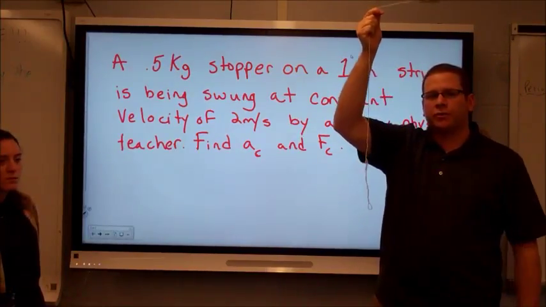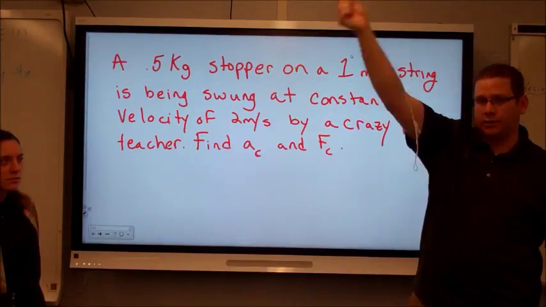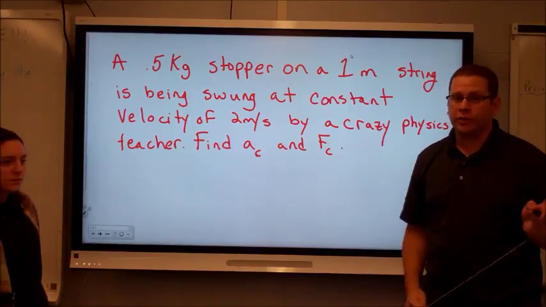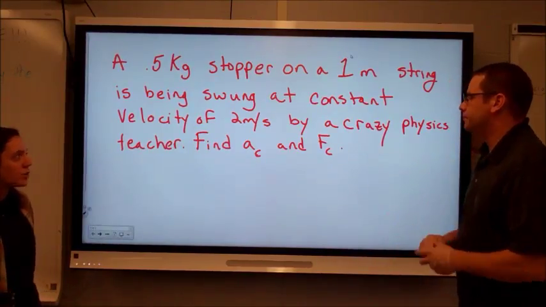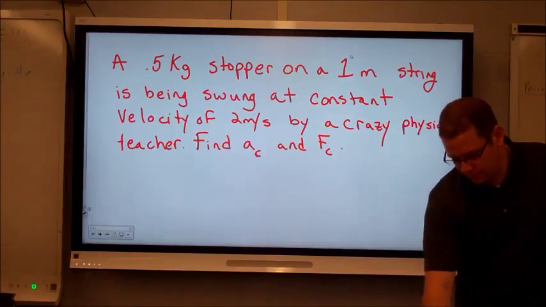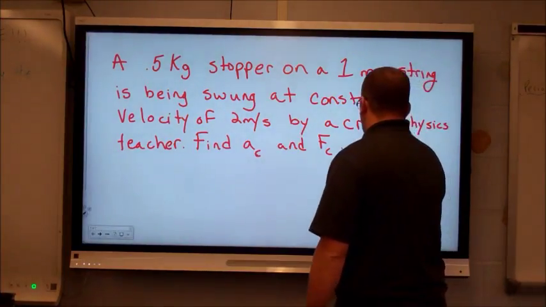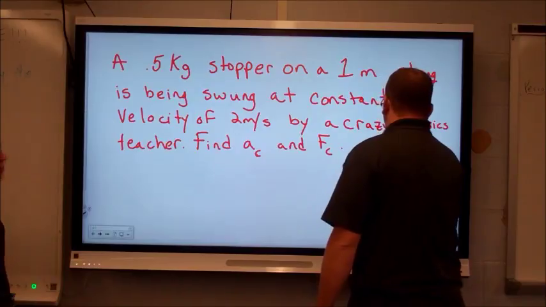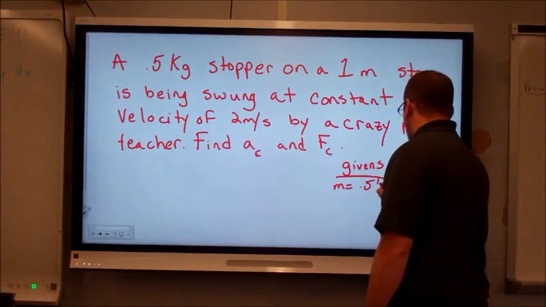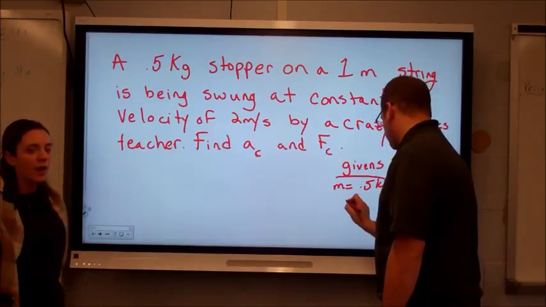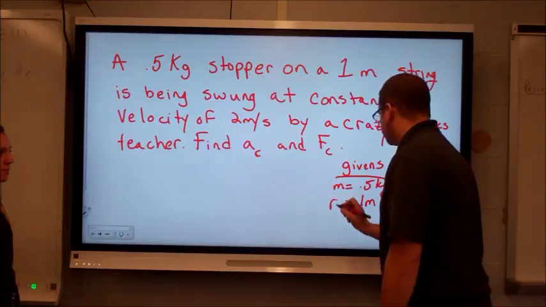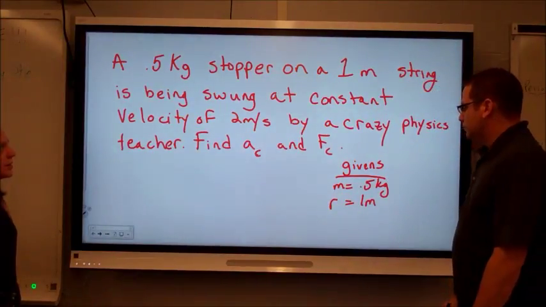So we've got to find two different things here. We've got to find F sub c, which is centripetal force, and A sub c, which is centripetal acceleration. So, just like any other physics problem, we would start by writing out all of our givens. As I'm going through this problem, I see a 0.5 kilogram stopper, so that is my mass, on a 1 meter string. If he's swinging that string around and it's 1 meter long, that's going to be the radius of my circle. So we have to remember some of those geometry words now.